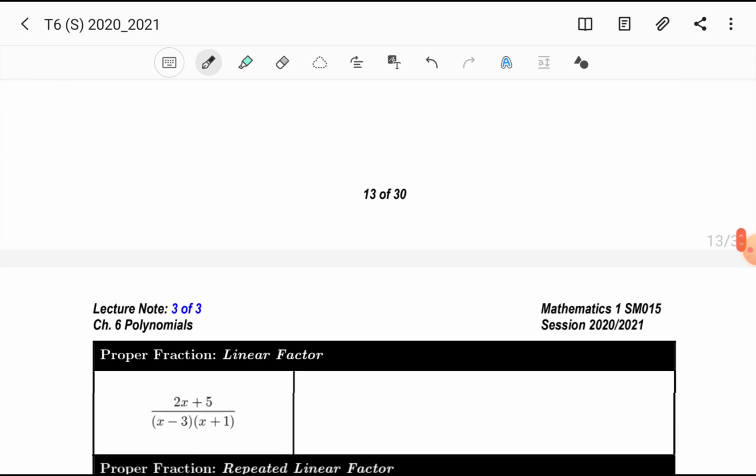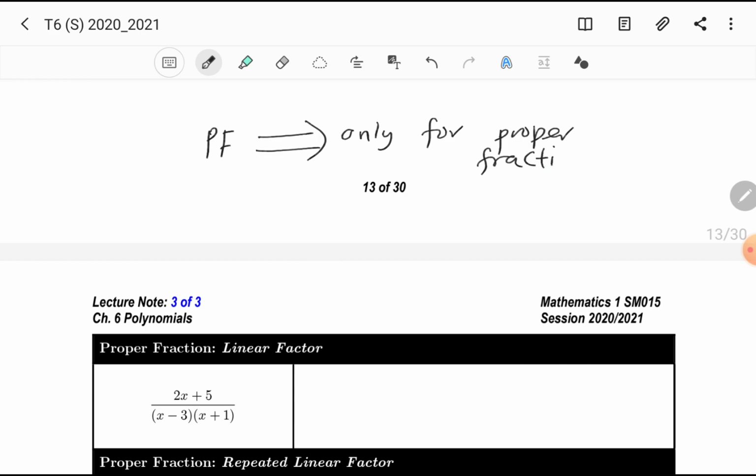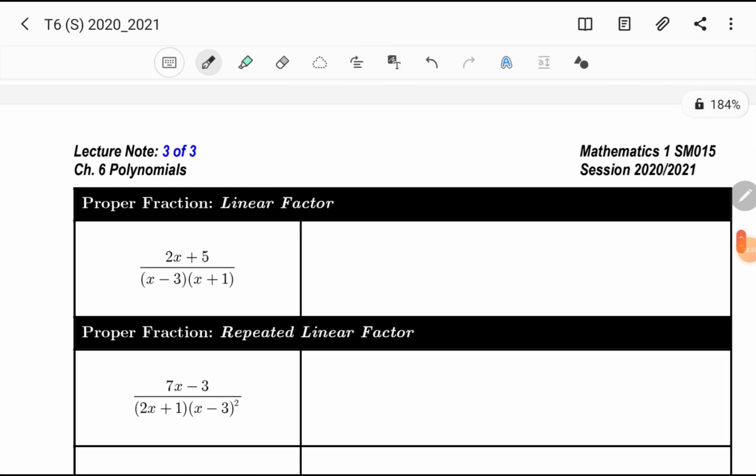Okay. Partial fraction, kita kan nak belajar partial fraction. So, partial fraction is only for proper fraction. Wajib. Proper fraction je yang kita boleh buat partial. Kalau tak, tak boleh. Nah, okay. Partial fraction wujud, kita boleh proceed jadi partial fraction selepas kita memang confirm dia adalah proper fraction. Nah? Okay. So, now we go to linear factor.